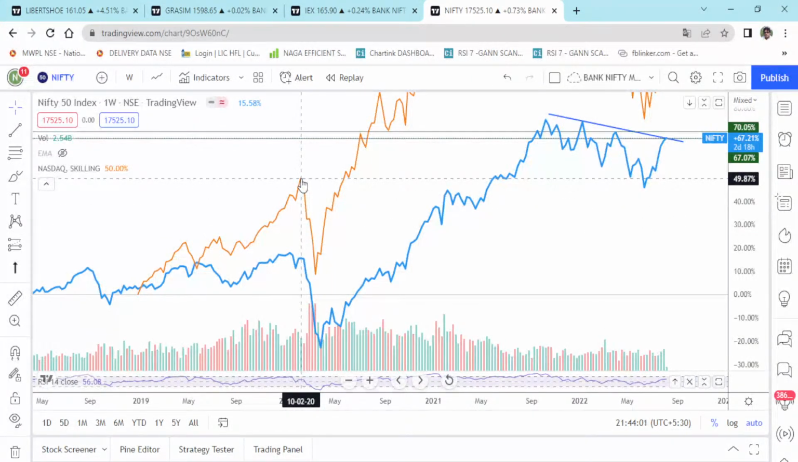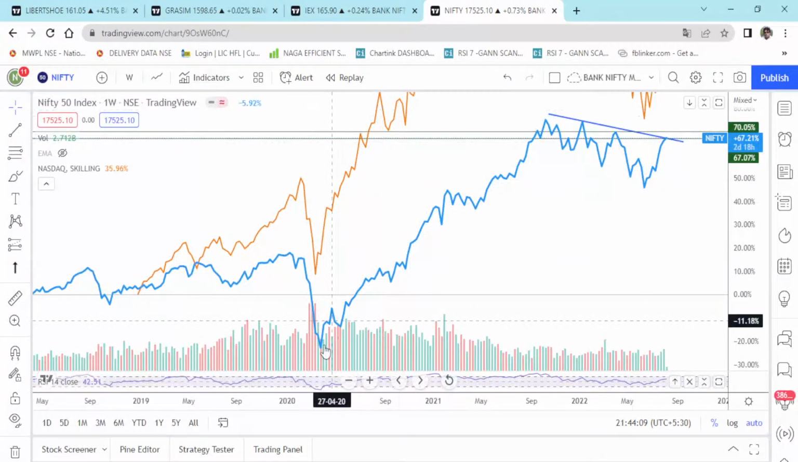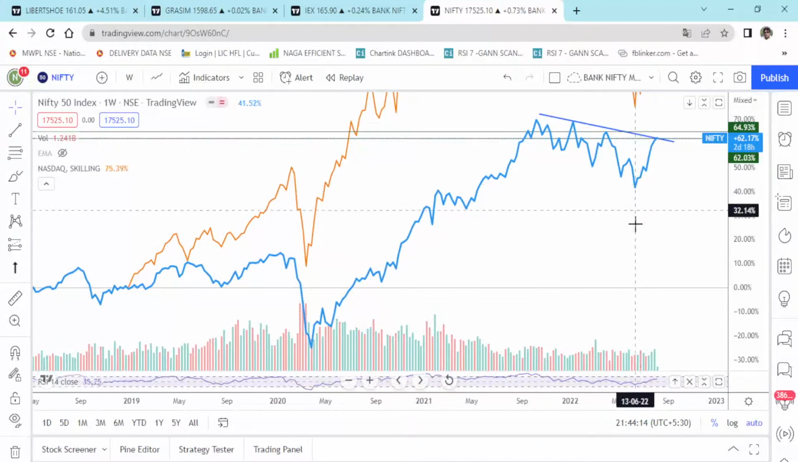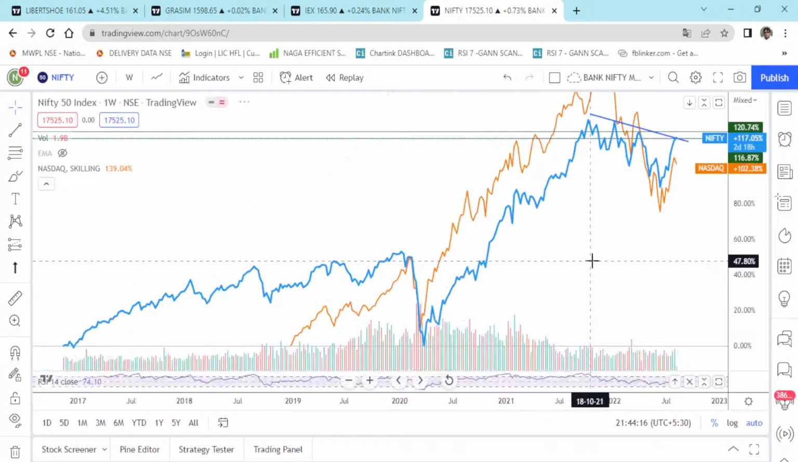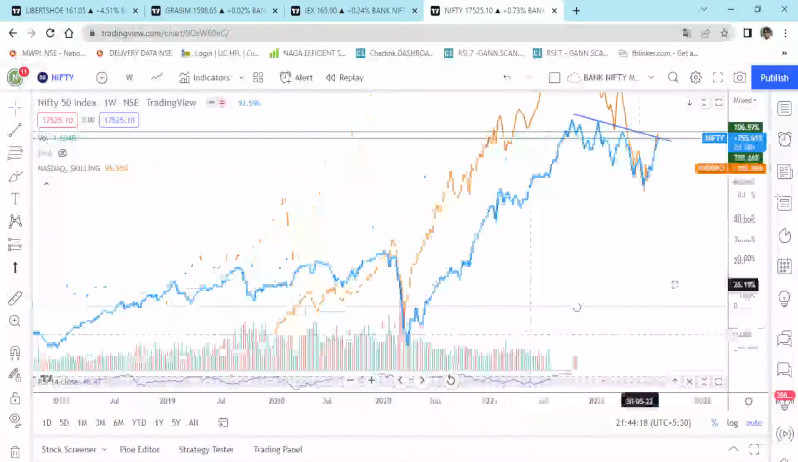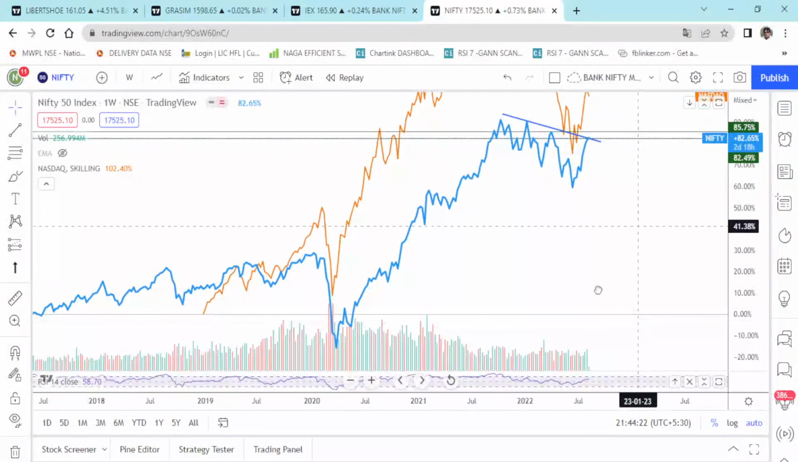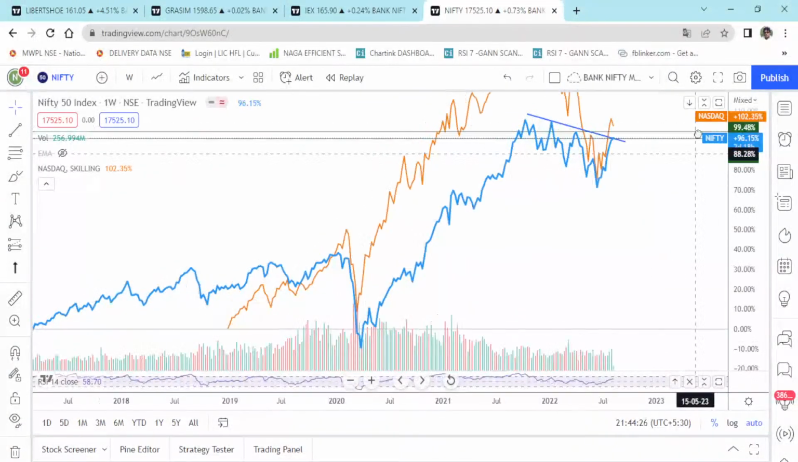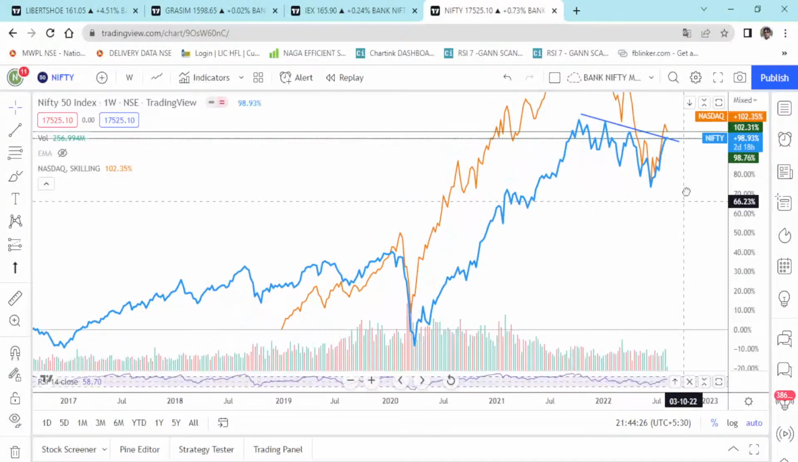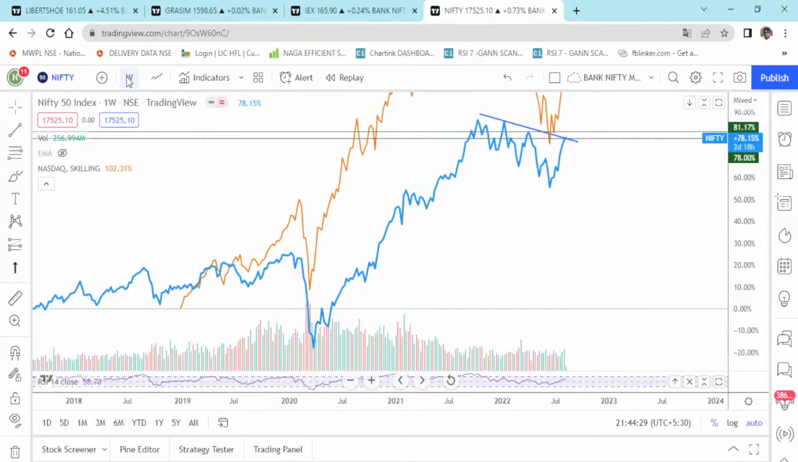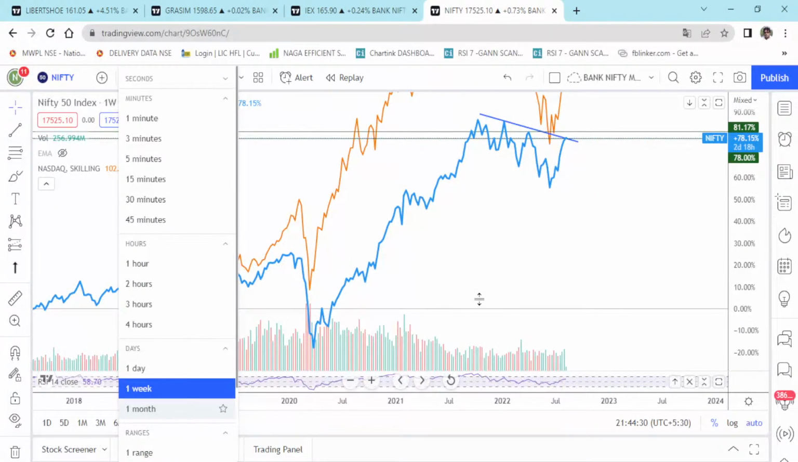The same would have been repeated. The Nasdaq fell from the top to the bottom, and at the same time Nifty started falling and made a bottom. After the Nasdaq started moving up, Nifty started moving up, and the same will happen. Always that happens. Even now the same thing is repeating. We will move on to monthly, but it will be much better.